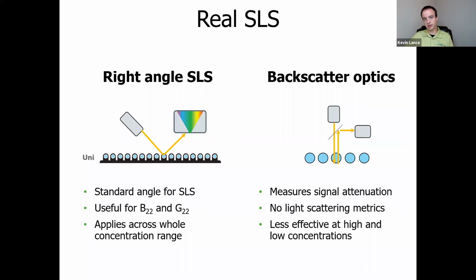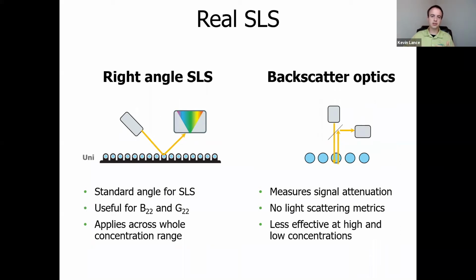Other ways of looking at aggregation metrics in a sample can use backscatter optics, which is a way of shooting a laser at a sample, having it pass through the sample once, hit a reflective surface and pass back through the sample a second time. Then we can measure the signal attenuation after these two trips through the sample. The problem with this is that it's not actually a light scatter, it's a light loss metric. So there's no way to get secondary metrics from it. You can't get your B22 and G22 metrics from it, and you're only measuring a decrease in signal intensity as your signal changes.